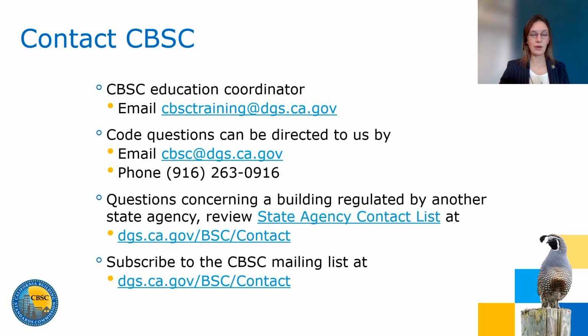If you are not clear on the application of a particular section of the code, please call or email CBSC at 916-263-0916 or cbsc@dgs.ca.gov. With questions concerning a building regulated by another state agency, review the state agency contact list at dgs.ca.gov/bsc/contact.